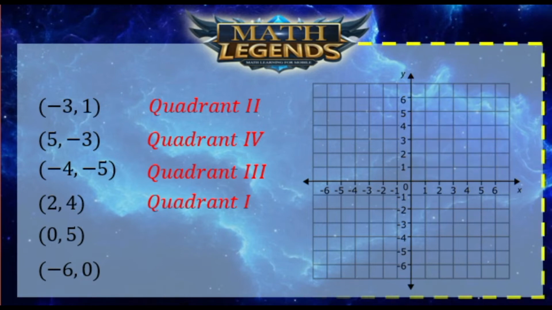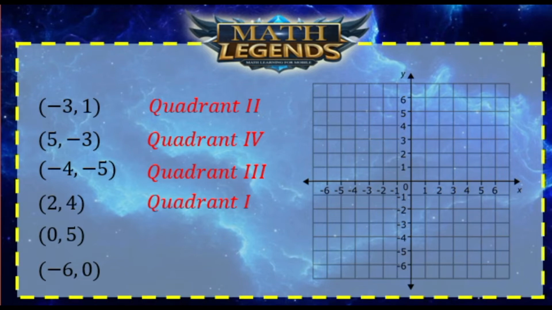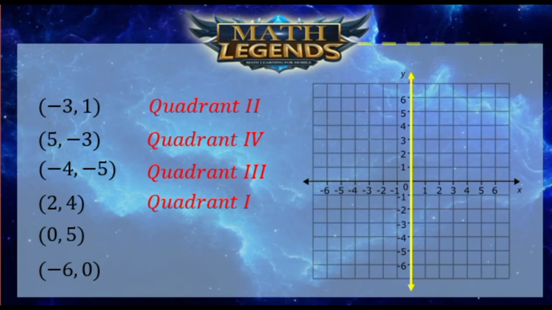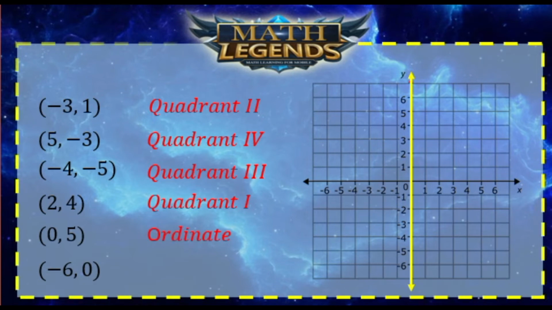For the next one, we have 0 and 5, wherein x is equal to 0. We have here y that is equal to 5, which is located along the positive y-axis. So therefore, the point is located along the y-axis, or also known as the ordinate.